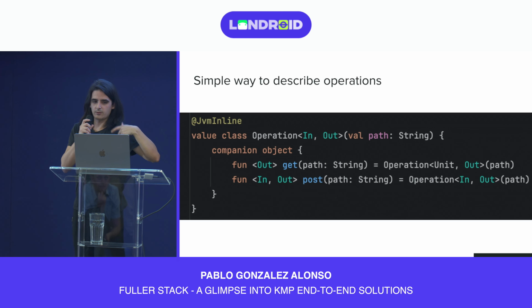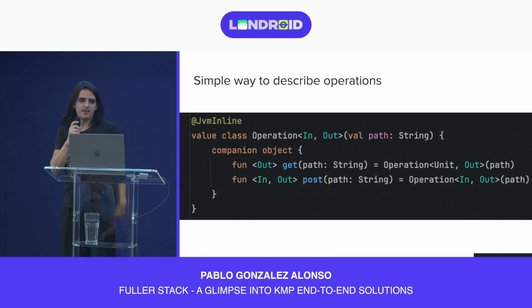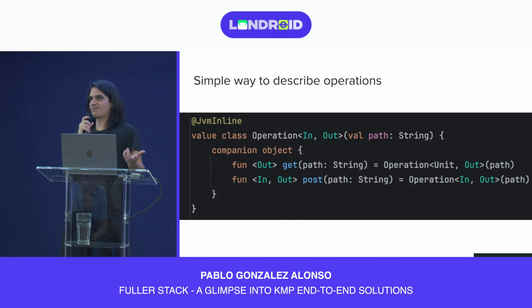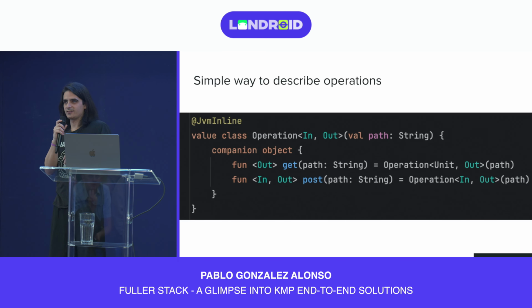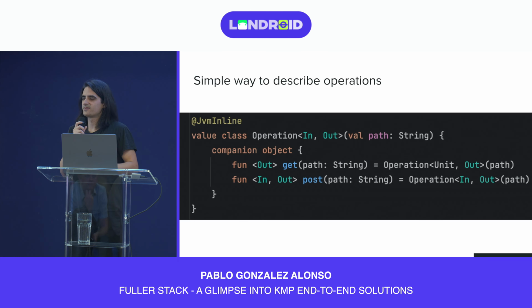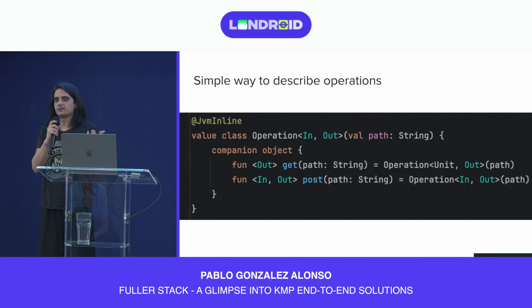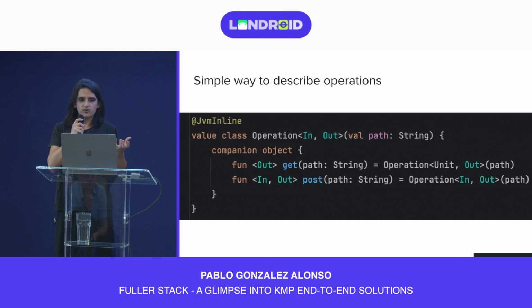If anybody is familiar with functional programming, every function has an input and an output. Even if you have multiple inputs, it's going to be a combination of those, like a union. So this is the simplest way I found to define operations. And I said operations because normally we do it through the network, but you could have operations that go into native code or something like that.